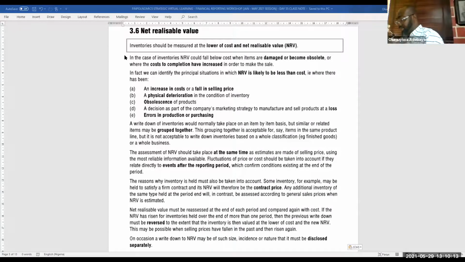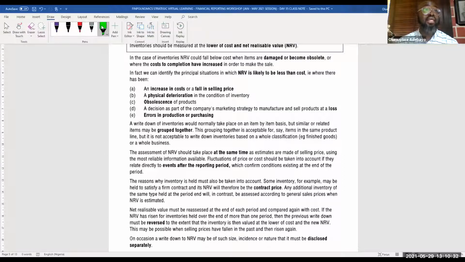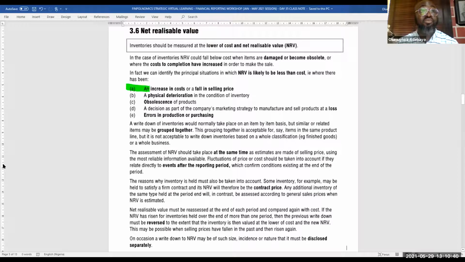Okay. Now, that has explained to us the fact in this case. Okay, and we've seen that these are the instances where it's likely that our cost can be higher than the net realizable value. Okay, and that is where you have yourself in this position.